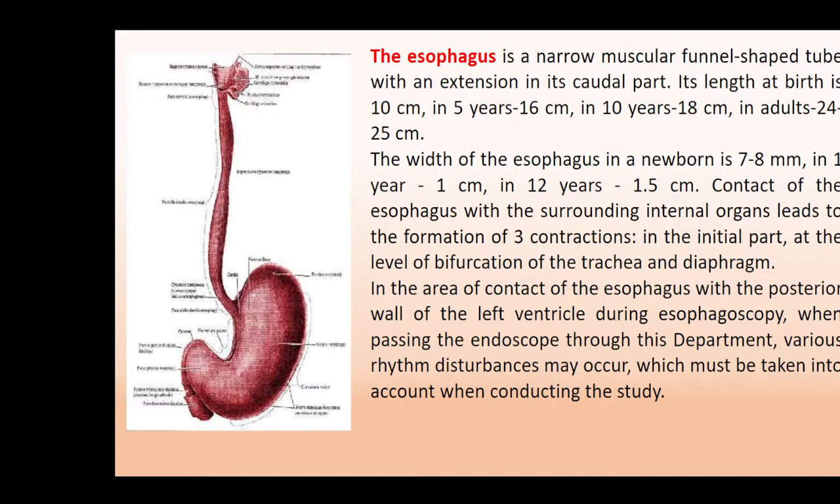diameter, nearly 7-8 millimeters. In 1 year old, 1 centimeter only, and just at 12 years old, 1.5 centimeters. Contact of esophagus with surrounding internal organs leads to formation of 3 constrictions. In the initial part, at the level of bifurcation of trachea, and in the diaphragm.